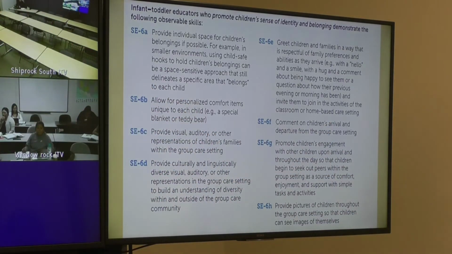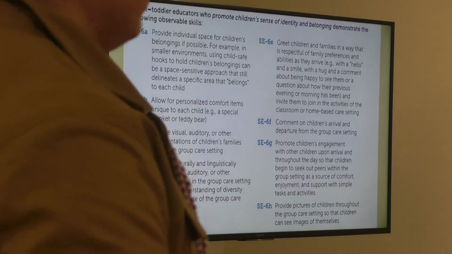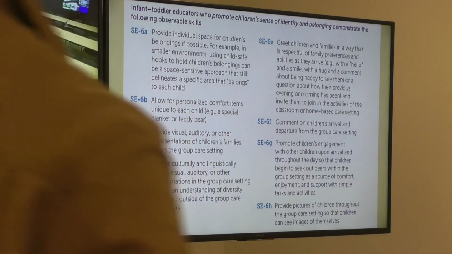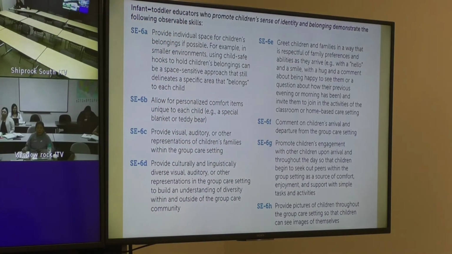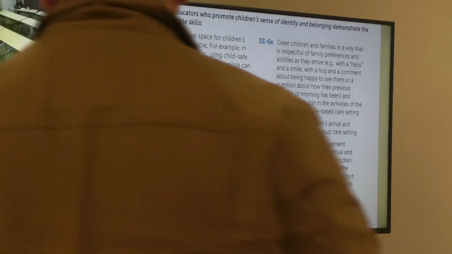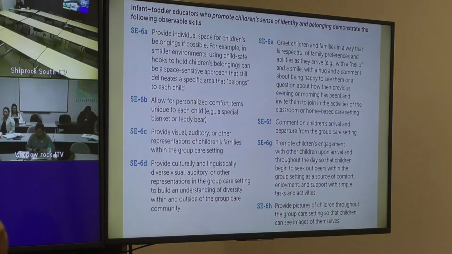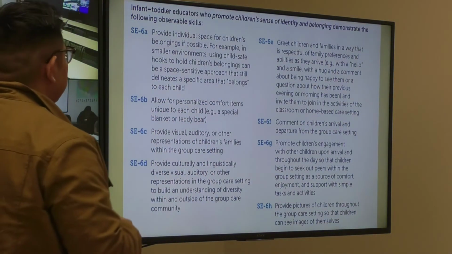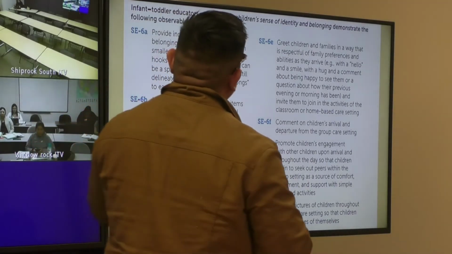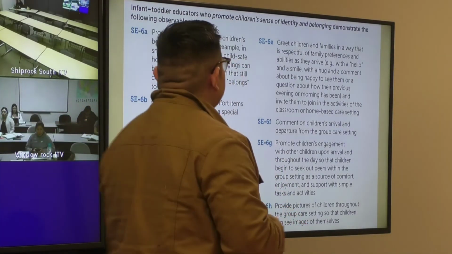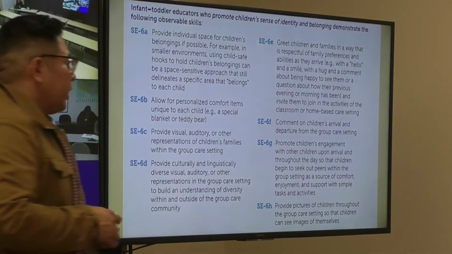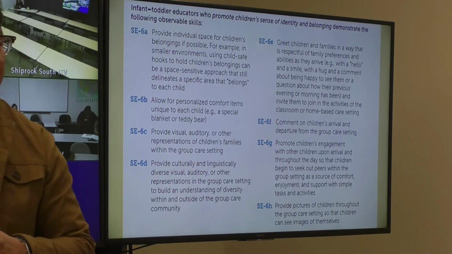Provide visual, auditory, or other representation of children's families within the group care setting. Going to the group care. Provide culturally and linguistically diverse visual, auditory, and other representation in the group care setting to build an understanding of diversity within and outside the group care community. If you're working with group care, greet children and families in a way that is respectful of family preferences, with a hello and with a smile.